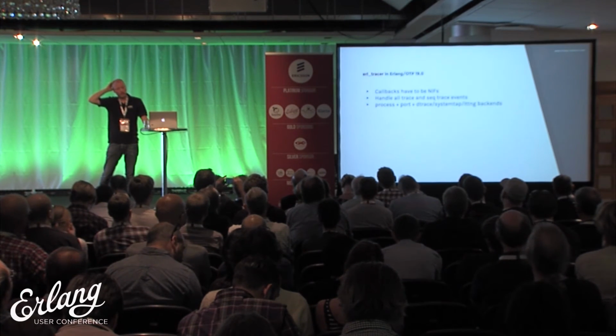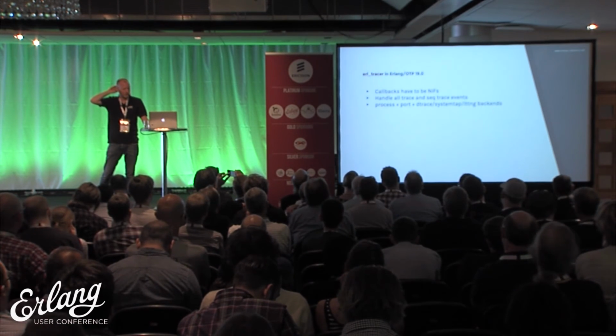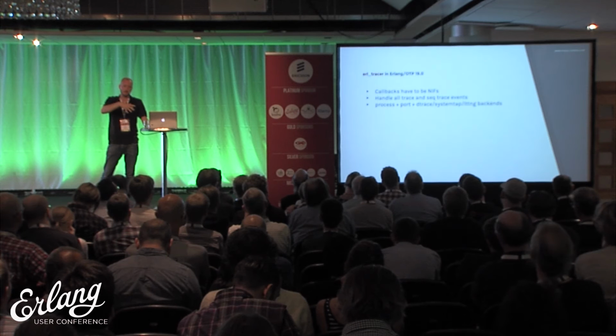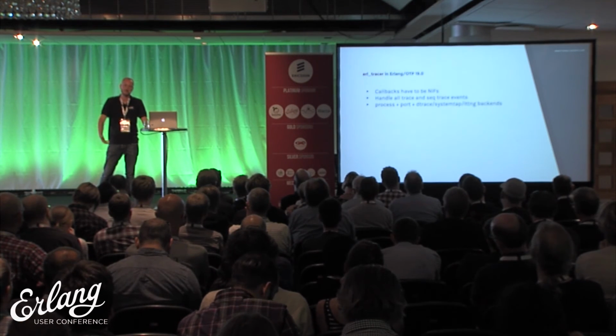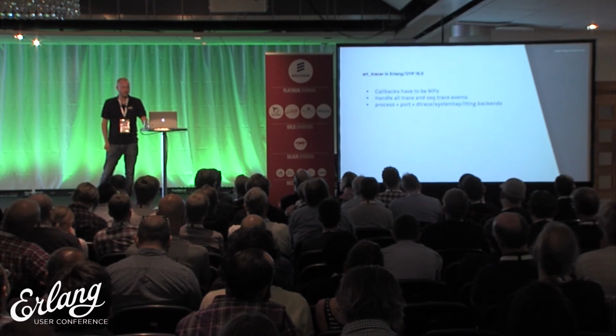Unfortunately, in 19 now, they have to be NIFs, so they have to be implemented as native functions, all of them. The new tracing implementations that you just saw are tracer NIFs. So they are written as tracer NIFs in these parts, and process and ports and dtrace, systemtap, LTTng backends exist for it.